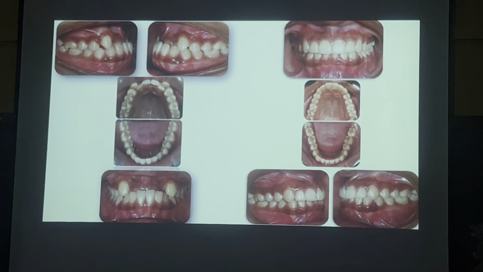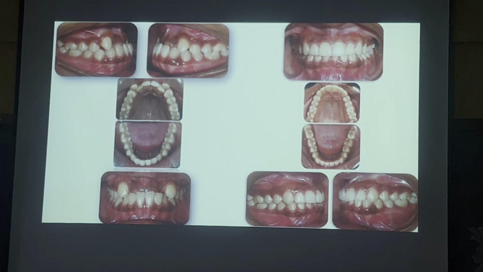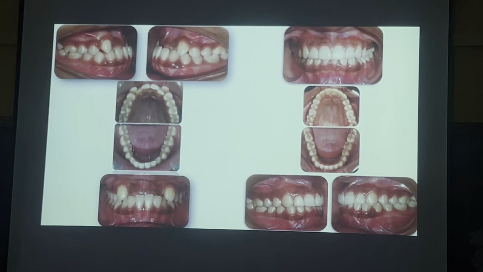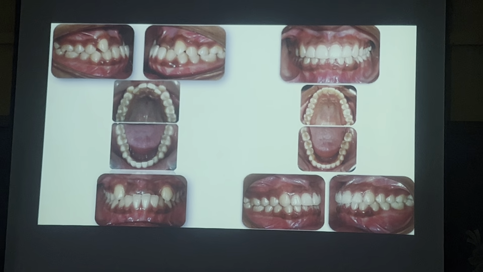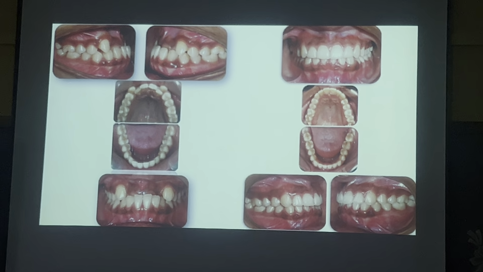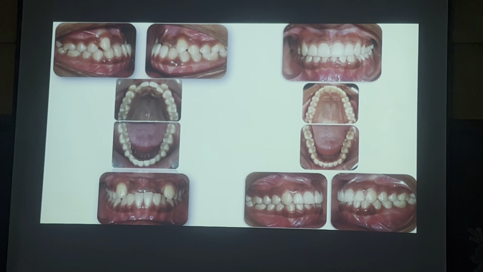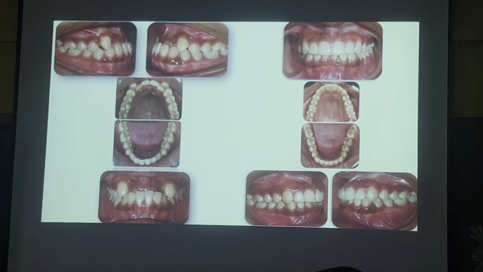These are the comparison before and after. Look at how the canine is perfectly placed in the upper arch. And still the molars are in class 1, whereas it was a super class 1 before the treatment.